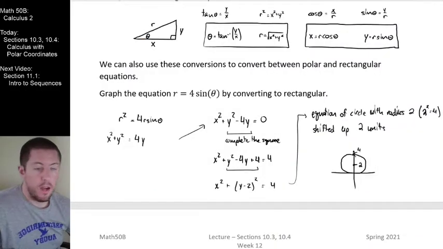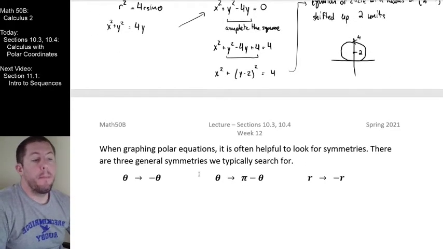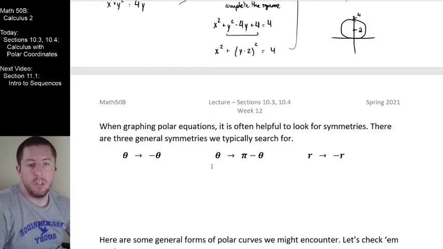So what else do we got here? So these are some things that we can do. We want to remember that when we're graphing polar equations, if your job is to graph an equation, it's often helpful to look for symmetries.